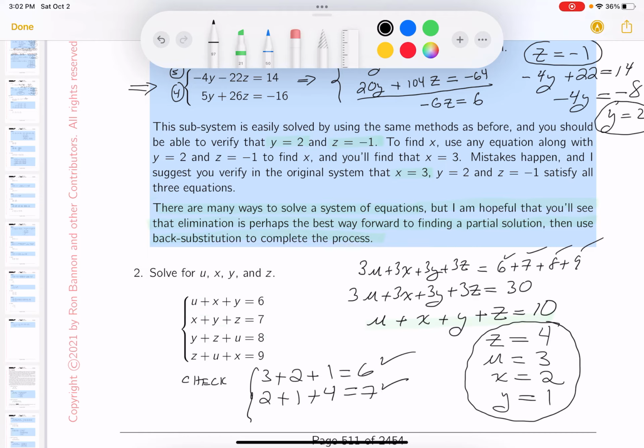Let's do the next row. That's the third row. What's y? Y is 1. What's z? 4. What's u? 3. What do you get there? 8. It's remarkable. It's working out beautifully.